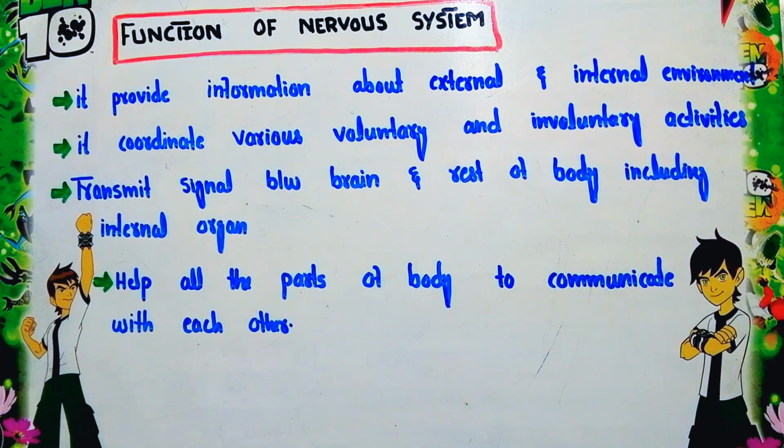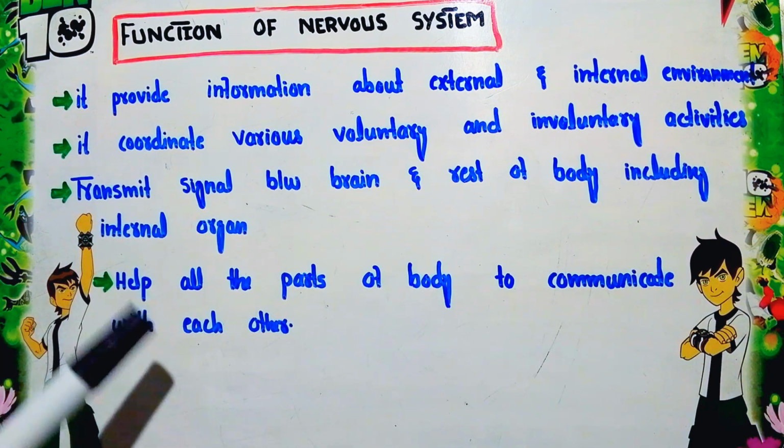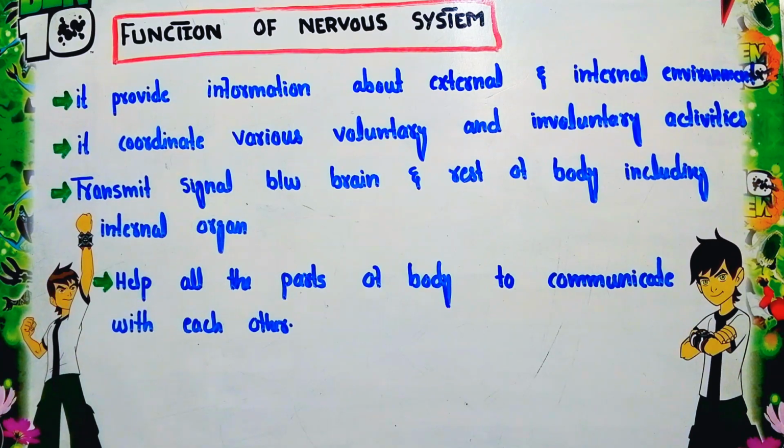So the transmission of signals between the brain and the rest of the body occurs with the help of the nervous system. The final function of the nervous system is that it helps all parts of the body to communicate with each other, as I have already discussed in the third function. So the nervous system plays an important role in connecting and communicating the various parts of the body with each other. So this is the function of our nervous system. This is overall about the nervous system.